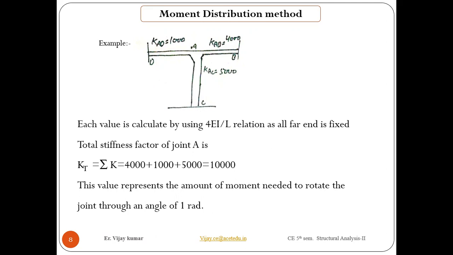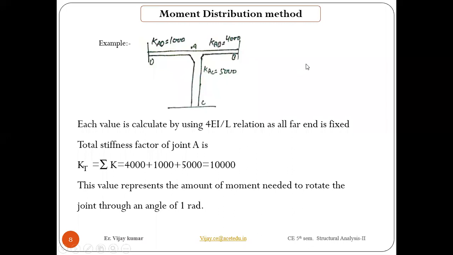Because the stiffness factor relation is M equals K into theta. Yes or no? It's K only, no? K into theta. If you want to calculate theta, what will be the value? That is M by K only. So theta will be equal to M by K. From there you will get to know that value, right? So that is the meaning of that value. I think everybody is getting my point, but I'm just saying it here.